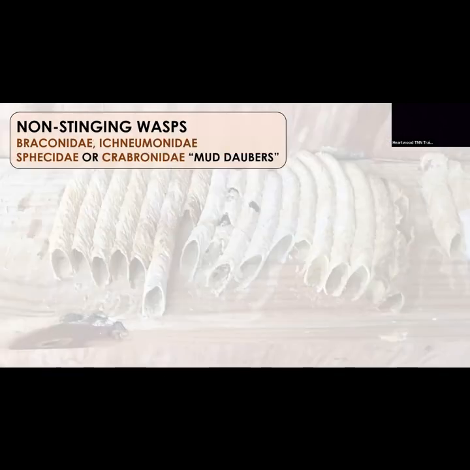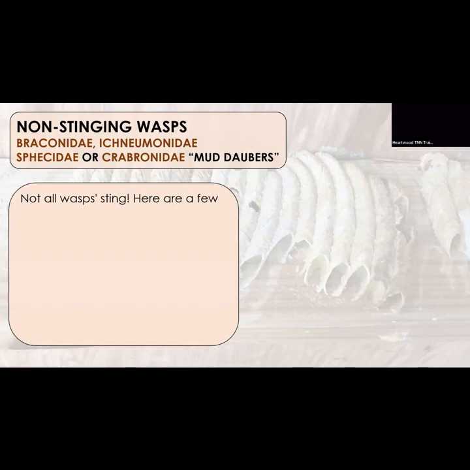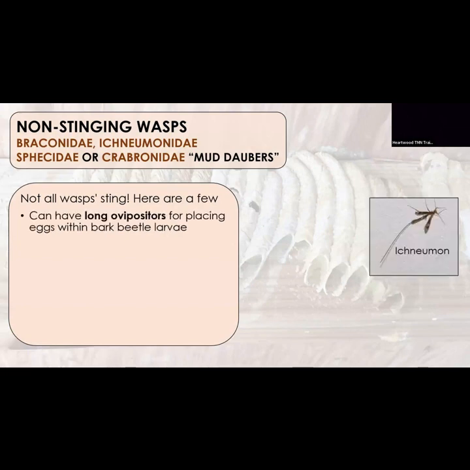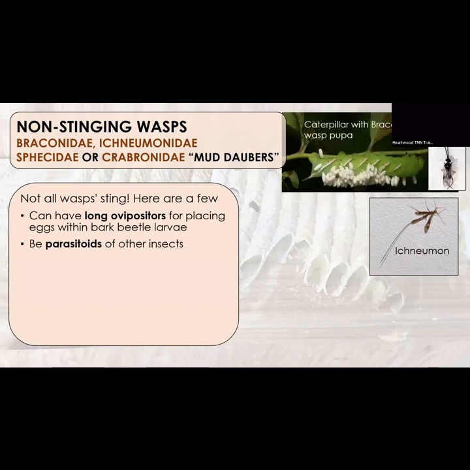All right, now some non-stinging wasps. So there are wasps that don't sting you, things like your ichneumonid. That's just an ovipositor. That's all that is. It's just using a tube to pierce through the bark so it can lay eggs in a bark beetle larva. That's what it's doing, right? Like, oh my gosh, what a life.